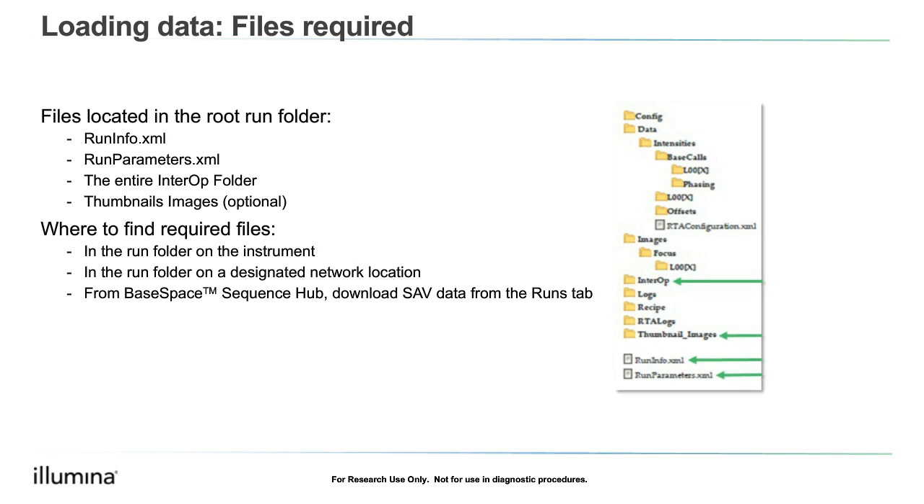The image on the right shows the different files and folders within the entire run folder, and all the files needed for SAV can be found in this run folder on the instrument, in the run folder in the designated output location, or on BaseSpace. One important note is that you'll need to have all these files in one folder so that SAV can load the run.